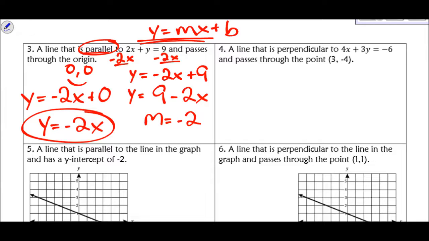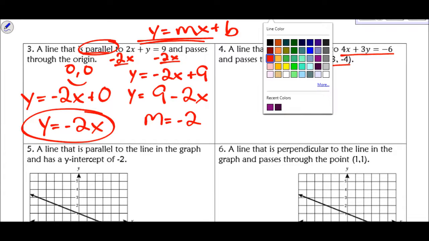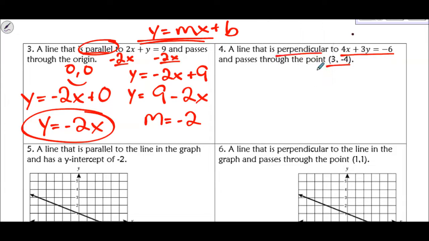On number 4, we have a line that is perpendicular to that, and it passes through this point. We have to do the same kind of thing as before. We have to find out what that looks like in slope-intercept form. So I'm going to solve for y here. I'm going to try to get y completely by itself. My first step is subtracting 4x from both sides. That gives me 3y equals, I'm going to put the x term in front just because I like seeing it in this form.